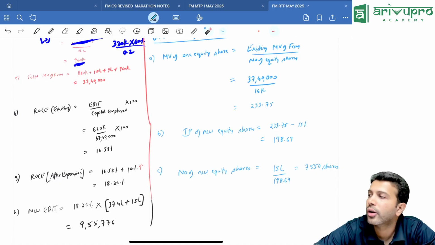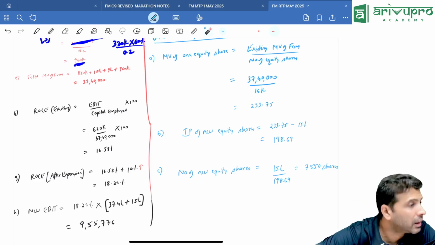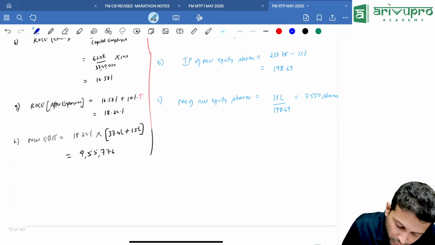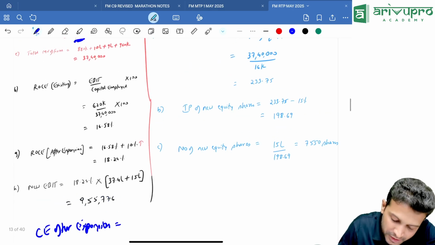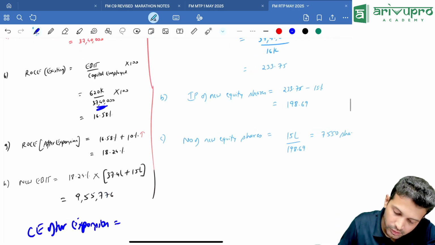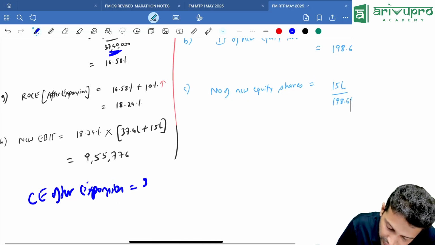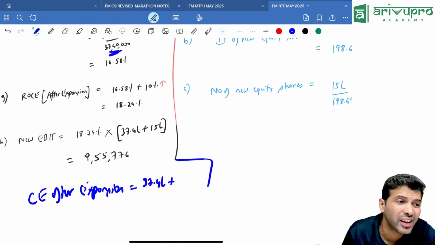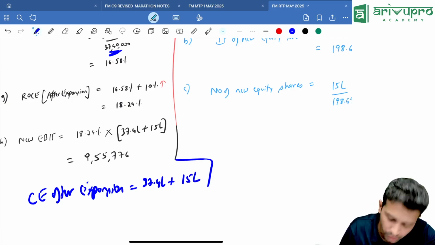So how do you get ROI? Tell me the formula. EBIT divided by capital employed. Okay, one minute, hang on. Maybe I'll write one more point. What is the capital employed after expansion? Before expansion, how much was capital employed? 37 lakh 40,000. After expansion, for expansion, are you raising extra money? You are raising 15 lakh. How much is this?